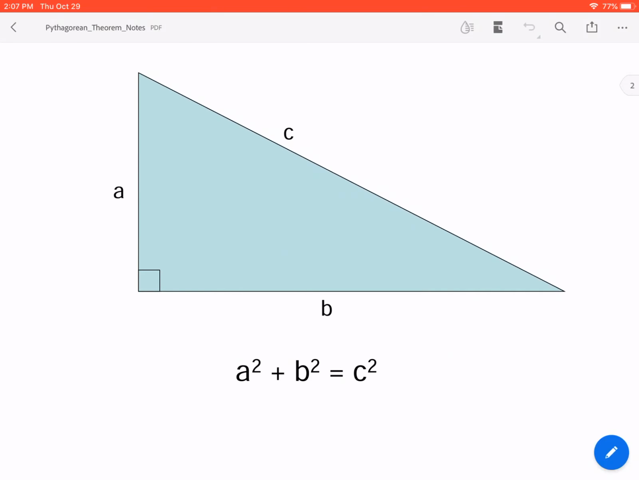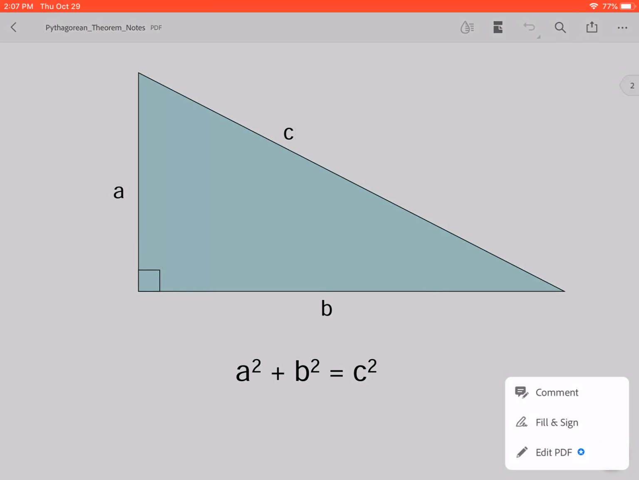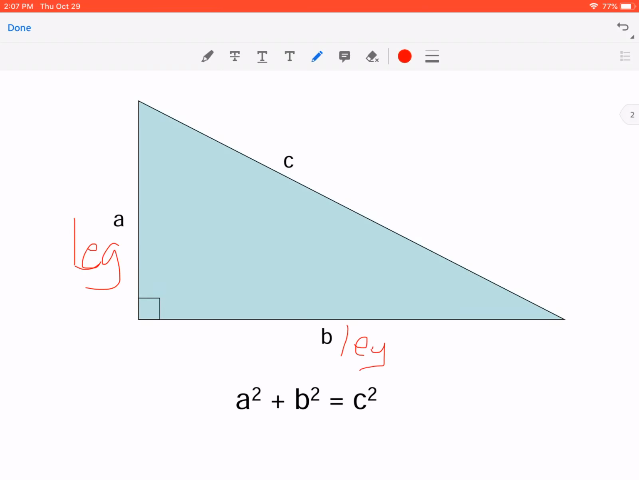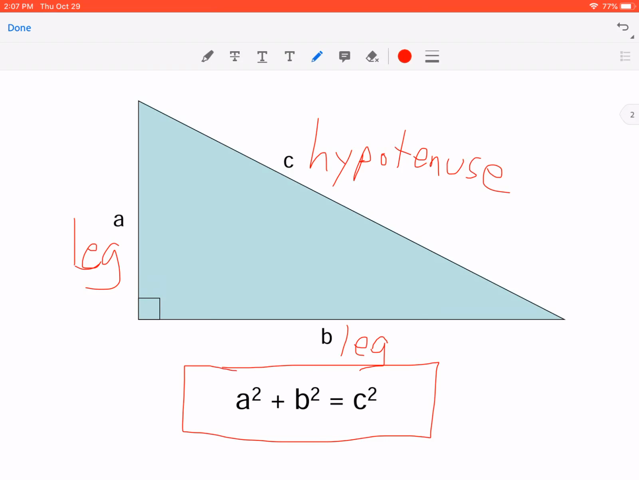So again, to review, Pythagorean theorem, we use it in right triangles only. And we have what are called legs of the triangle. So that would be a leg, and this would be a leg. And then the c is usually referred to as the hypotenuse. And again, that should be a review. The formula for Pythagorean theorem is a squared plus b squared is equal to c squared. So if I put numbers in there and it actually works, I know it's a right triangle.